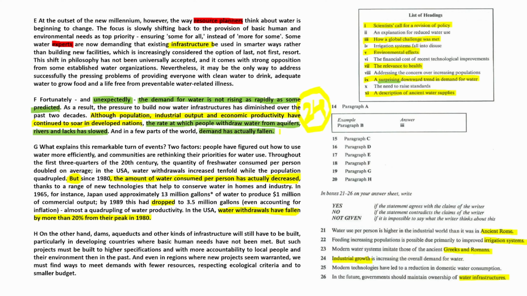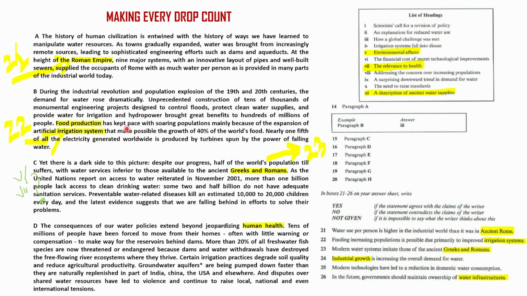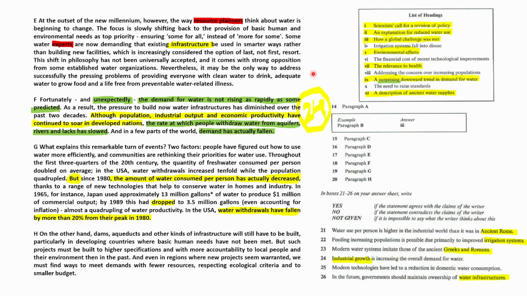Okay, so it's not about technological improvements, it's about an explanation for reduced water use. That's quite a straightforward answer here. Now what we can also assume is option 4 is not going to be the answer for paragraph H, because they talked about irrigation systems in B and C somewhere here. So I don't think they are going to talk about irrigation systems again, but still we have to look. Let's go to the last one.